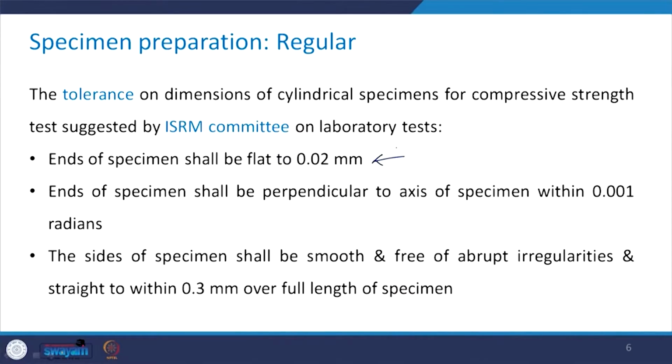Now this ISRM committee has given some tolerance on the dimension of the cylindrical specimen for compressive strength tests. So these are given here. The first one is ends of a specimen shall be flat to 0.02 millimeter. What does that mean is, if this is your specimen, these ends should be flat. Only permissible dimension, which can be here and there, that is allowed as low as 0.02 mm.